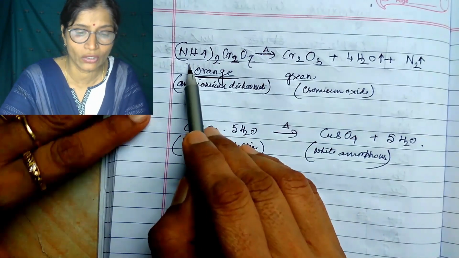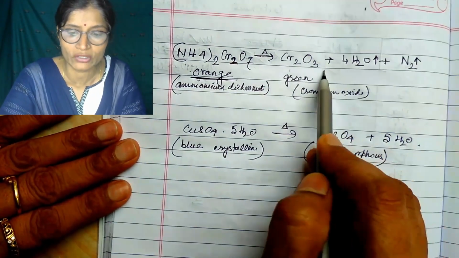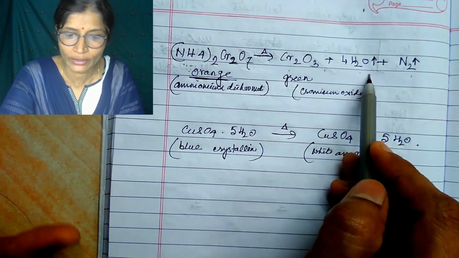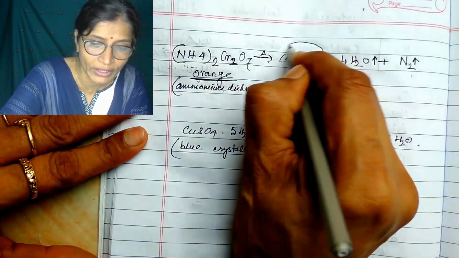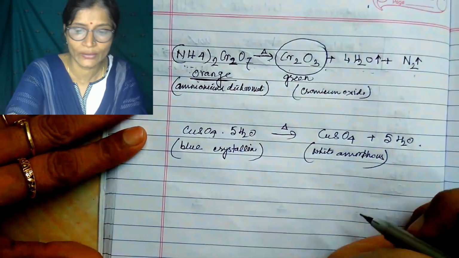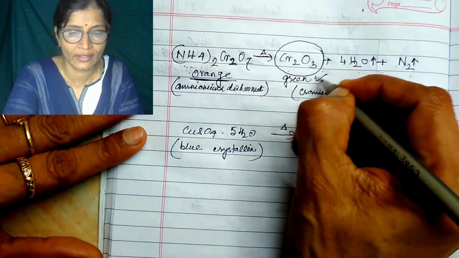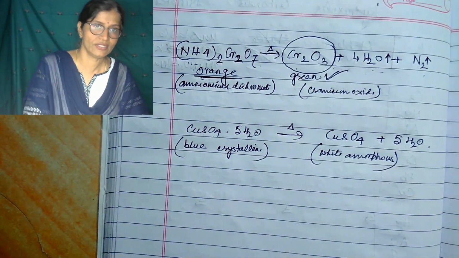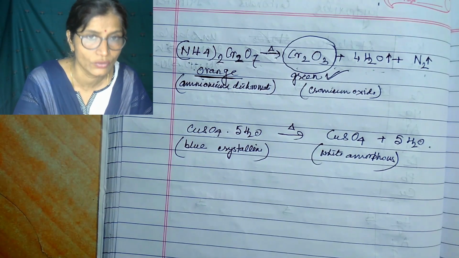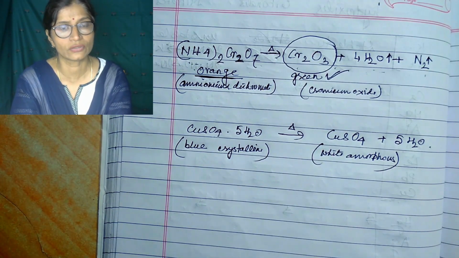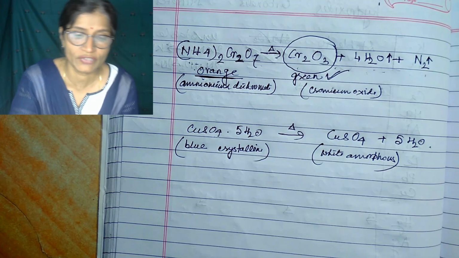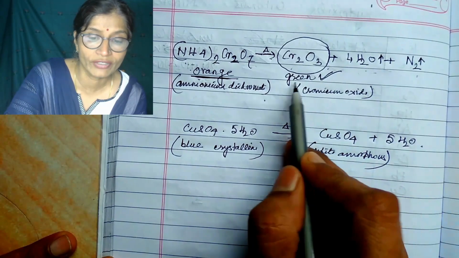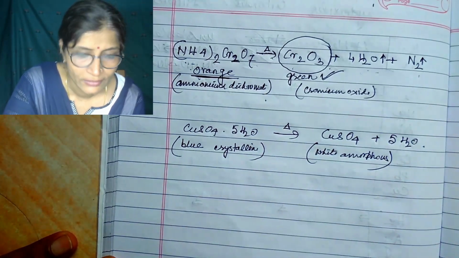Because on decomposition, it gives chromium oxide, water, and nitrogen gas. Nitrogen is a colorless gas, water is a liquid that is also colorless, but this chromium oxide, Cr2O3, is green in color. So when this salt, which is yellow orange in color, is heated, it will give you a green residue or a greenish chromium oxide. So the observation is that on heating, orange colored ammonium dichromate is converted to green colored chromium oxide. So that is your observation.